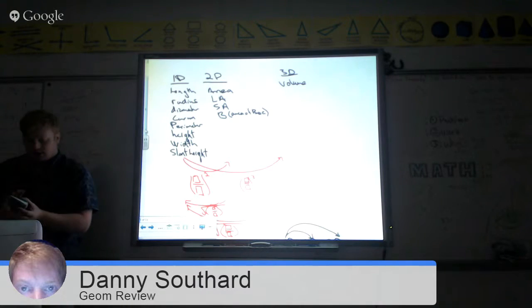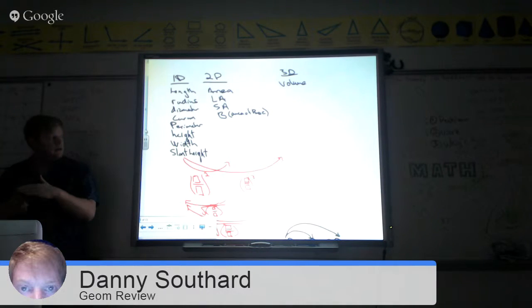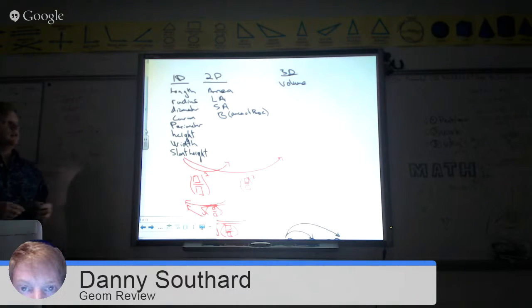Two-dimensional represents some sort of area, right? So area of a circle, lateral surface area, total surface area. Big B is two-dimensional because it represents the area of a base. And for 3D, the only thing is volume.